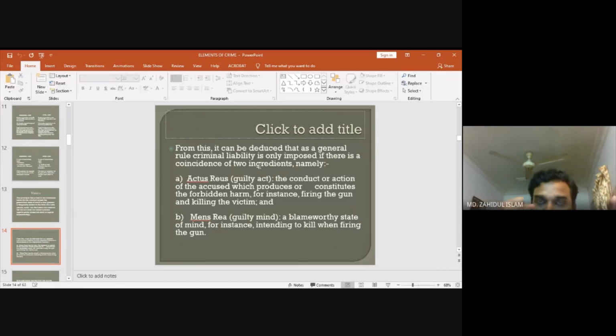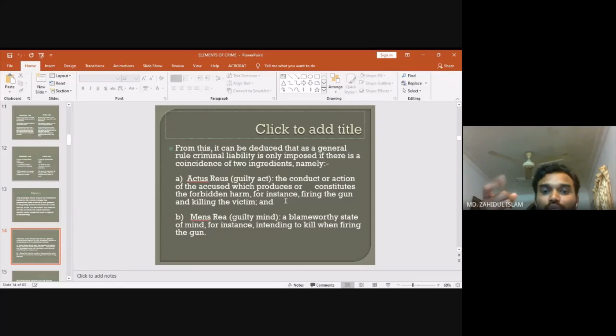Okay, if you punch someone, shoot someone, kick someone, shout at someone, just bodily, and if you do anything that is visible, body activities, that is actus reus: the conduct or action of the accused which produces or constitutes the forbidden harm. For instance, firing the gun and killing the victim. So I hope you understand the actus reus. Actus reus, the conduct or action of the accused which produces or constitutes the forbidden harm. For instance, firing the gun, killing the victim.